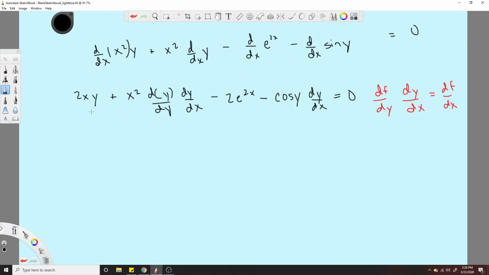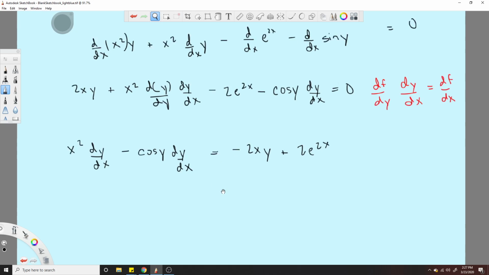So the next thing we can do is move over our 2xy and our negative 2e to the 2x, move that over to the other side. So we'll have x squared. The derivative of this y is just going to be 1, so we'll just have a dy dx. The next thing we'll have is this cosine y dy dx. And then we will add over negative 2xy. We will add the 2e to the 2x.